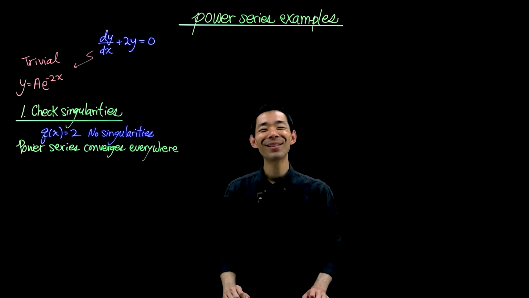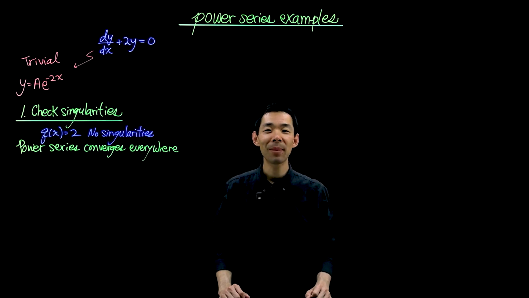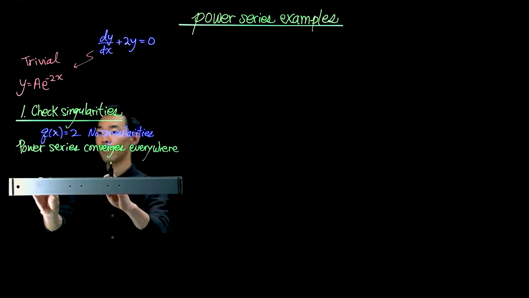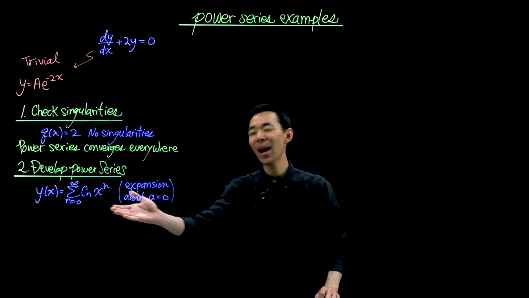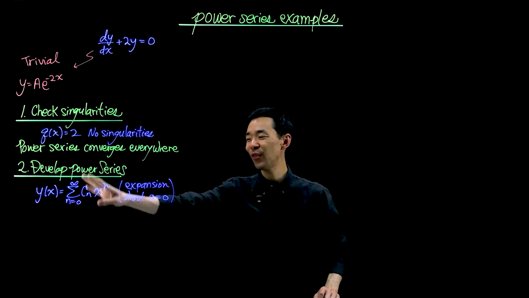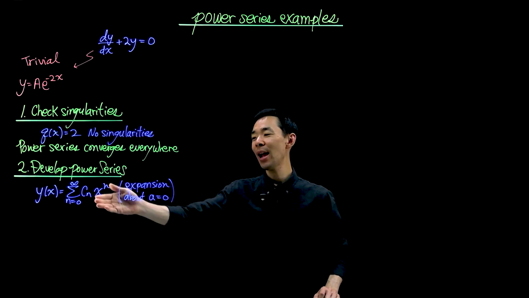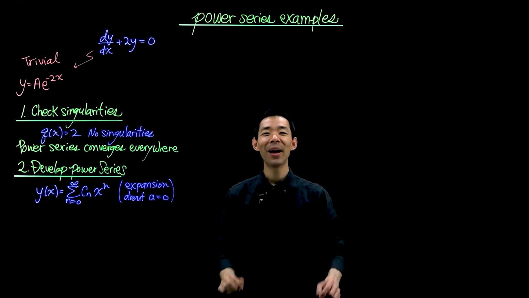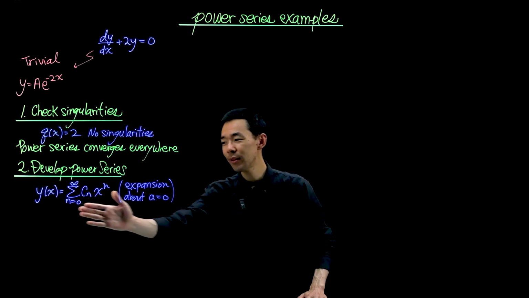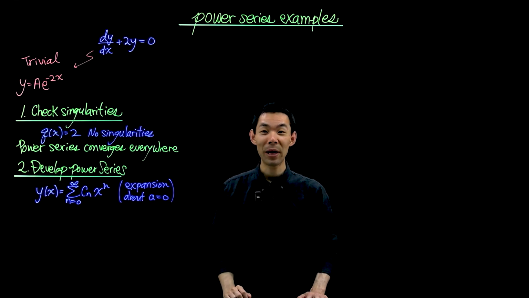Step 2 is to assume a form of a polynomial expansion. In this particular case, let's just expand our solution about the origin at a equal to 0. So we're going to assume the form of a power series, n going from 0 to infinity, coefficient c sub n, or weights c sub n, x to the n power. We're doing expansion about the point a equals 0. Now the next step is to plug this form of the solution back into our ordinary differential equation.